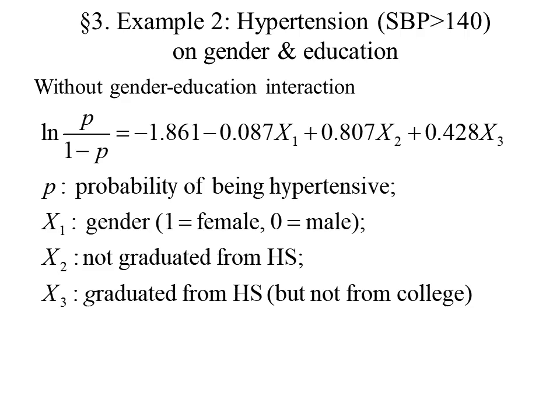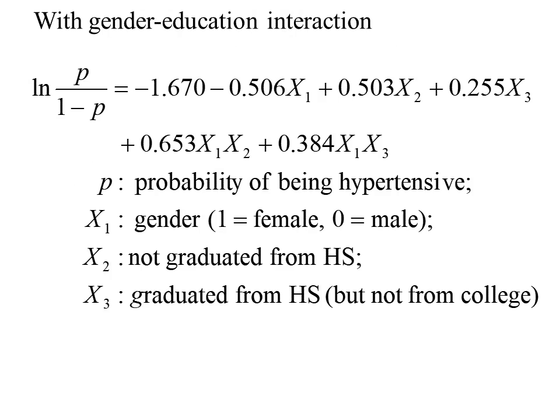In this analysis, the log odds of being hypertensive is modeled as a linear combination of gender and binary variables for two education categories, not graduated from high school and graduated from high school. Male and college graduate are reference categories. Estimates of parameters of the logistic regression model, without interaction, are shown here. This is a version of the model with interaction.